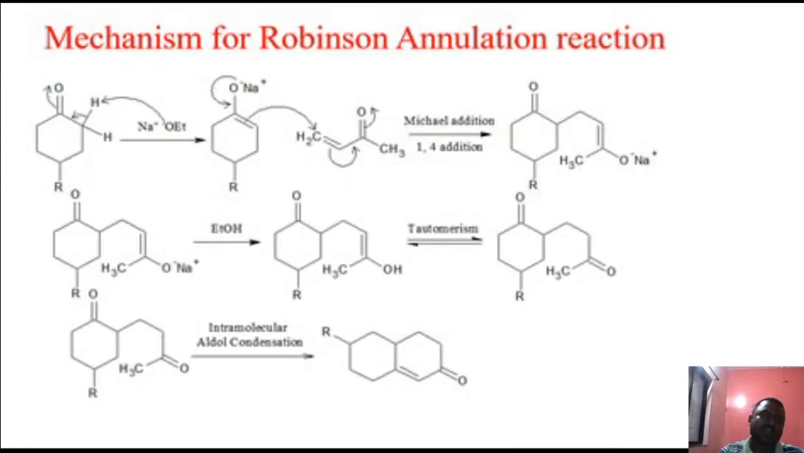Alpha hydrogen of carbonyl group in the cyclic ketone is more acidic. You know this. Sodium ethoxide acts as base, removes this hydrogen and generates carbanion or conjugate base. Carbanion is stable due to the delocalization of this negative charge on the oxygen. This form is called as enolate ion. This enolate ion attacks at the beta carbon atom of methylvinyl ketone.